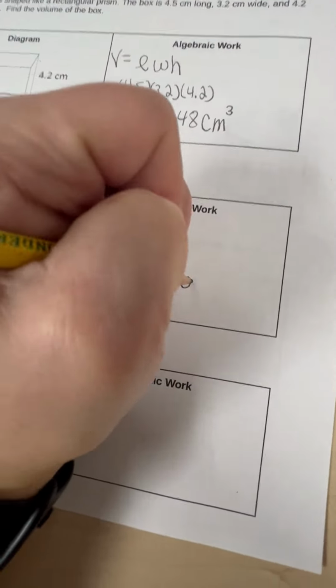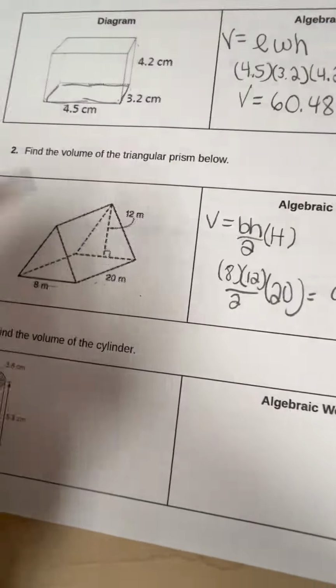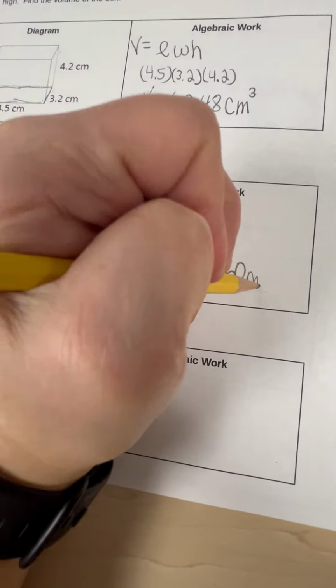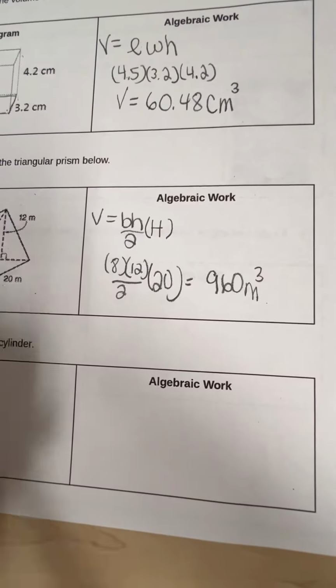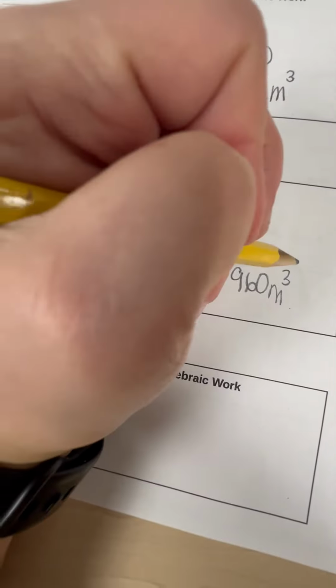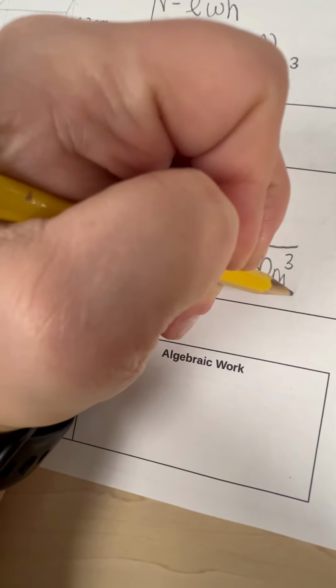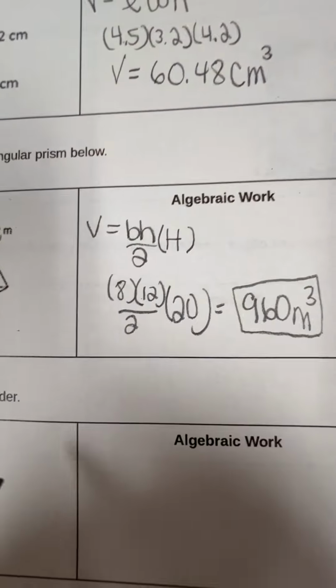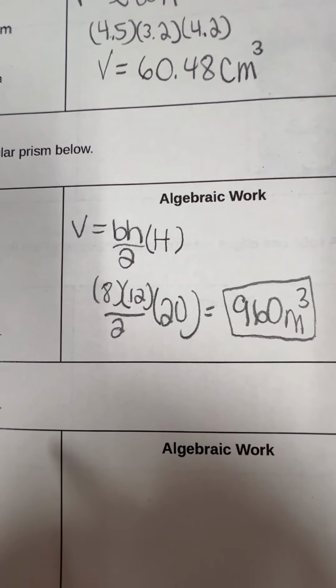So I have a volume of 960, and we are talking about meters here. Any kind of volume has a cubic measurement. So the answer is 960 meters cubed. And that is how you solve for the volume of a triangular prism.